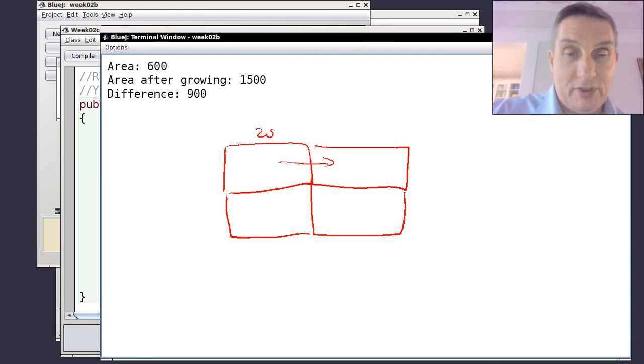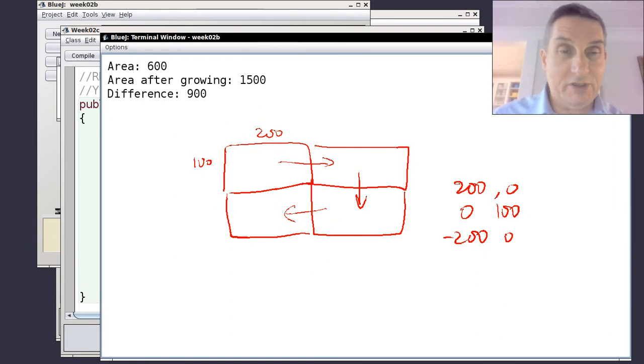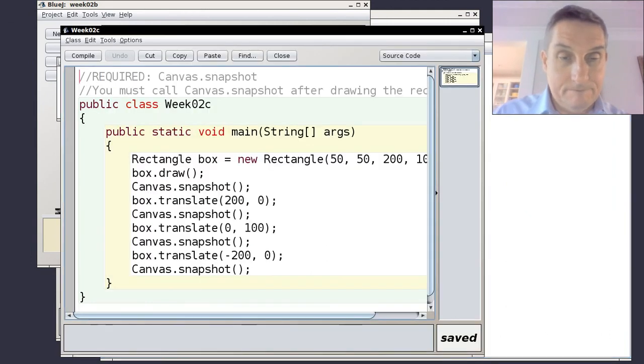Well, this was a 200 by 100 rectangle. So the first one is 200 to the right, 0 down. The second one is 0 to the right and 100 down. And the third one is, well, it's to the left, so it's minus 200 and again 0 in this direction. Those are the three moves I need to make. And here they are.